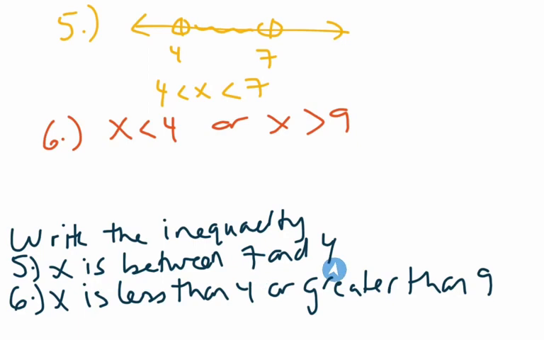If you wanted to include them, you would say something like x is at least 4, and at most 7. At least would imply that you could have the 4. And so that kind of phrasing would include the circles. And then so this is 4 is less than x is less than 7. And the last one, x is less than 4, or x is greater than 9, and just make sure that you're not trying to combine those into one.